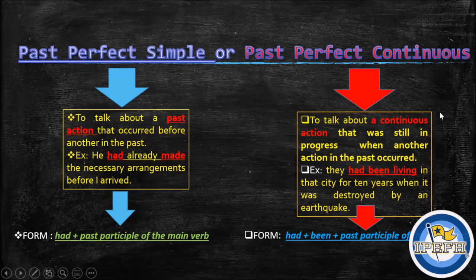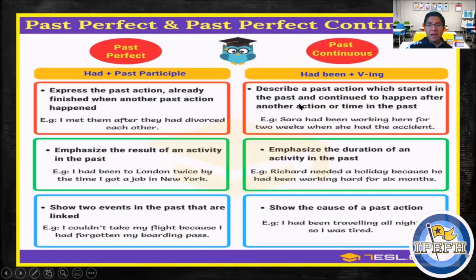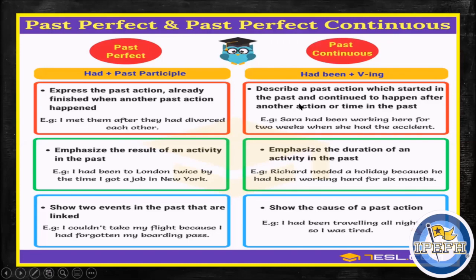Well, we use it when we want to talk about a continuous action that was still in progress when another action in the past occurred. For example, they had been living in that city for 10 years when it was destroyed by an earthquake. And the form is here again if you want to check it: had plus been plus the main verb with ing. This is very easy, right? I'm sure you are familiar with this. Well, here we have more examples.